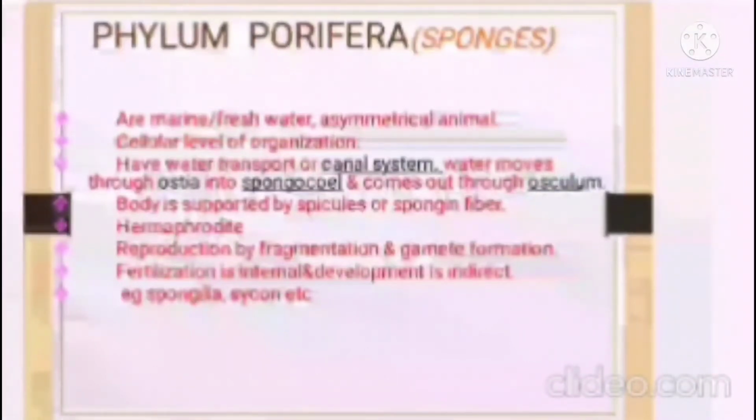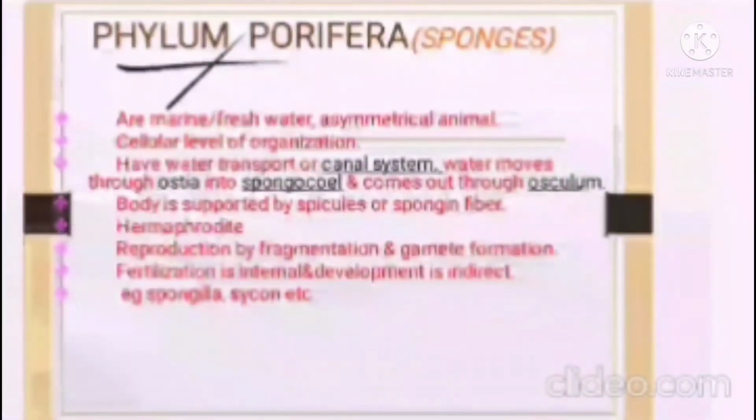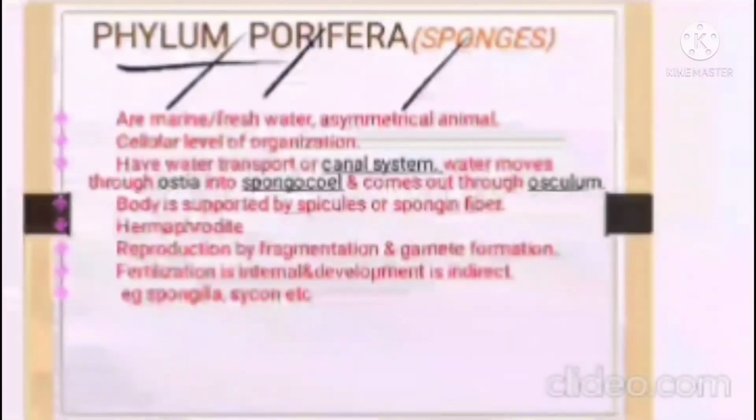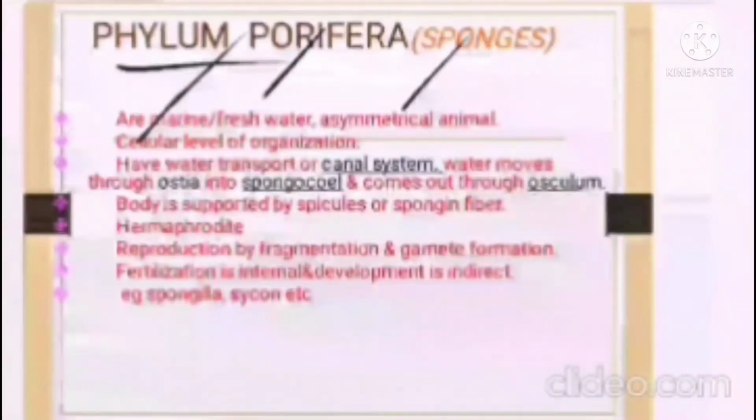So number one is phylum Porifera. So the first phylum we are going to discuss is what? Phylum Porifera. Okay. So in that, what is the first characteristic? They are marine. Marine means they live in the sea. Or some are fresh water. Fresh water means in a pond or lake you can find them. Asymmetrical. Asymmetrical means you cannot divide the animal into two equal halves in any plane. Then I refer to it as what? Asymmetrical animals.